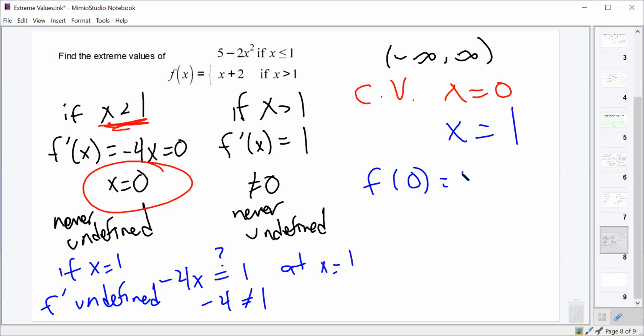5. Okay, and what's f of 1? 3. All right, and so then how else are we going to figure out? Obviously 3 is not the absolute max. 5 could be the absolute max. How are we going to determine if it is, or if it's just a local max? Any ideas?